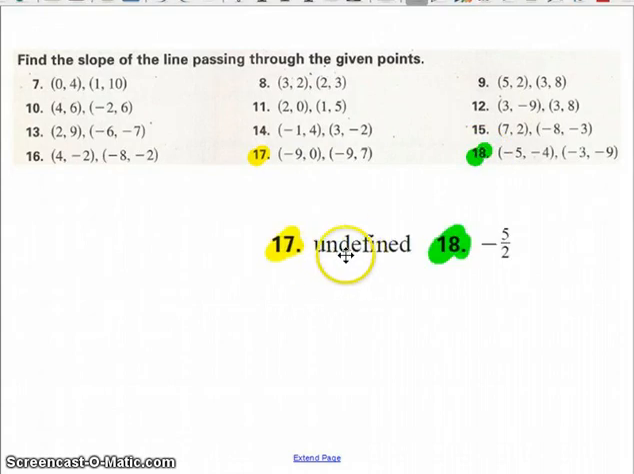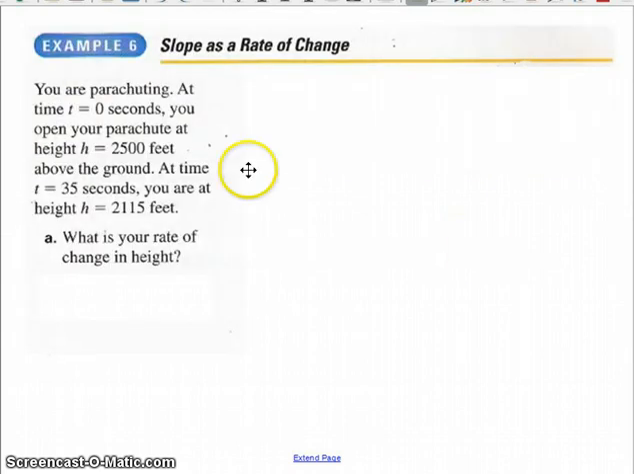Okay, there are the answers for 17 and 18. I haven't worked these out, but I'd be happy to do that with you if you want to come in and ask questions. If you didn't get these same answers, if you didn't get undefined for 17, see if you can figure out why. And the same thing for 18. See if you can understand why you didn't get negative 5/2 if you have a different answer. I'm going to move on to a word problem.